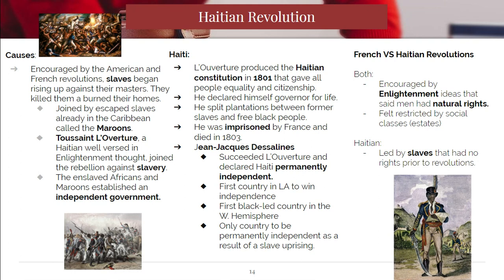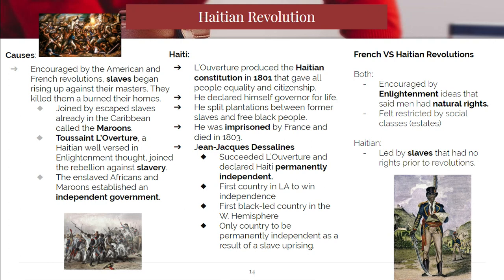All right. Now, to compare these two, between the French and the Haitian revolutions, right? Obviously, they're both encouraged by Enlightenment ideas, and that men had natural rights. They were restricted socially, right? The vast majority of the people, we talked about 97% of French people were commoners. Similar numbers, 97, 98% of Haitians were slaves. So this restriction socially leads to these huge changes politically.